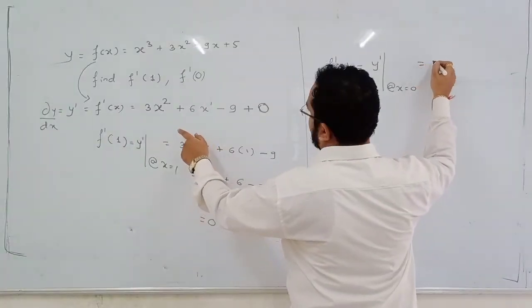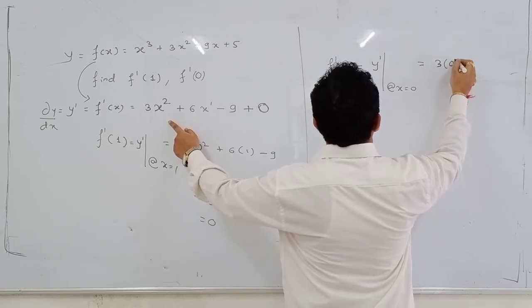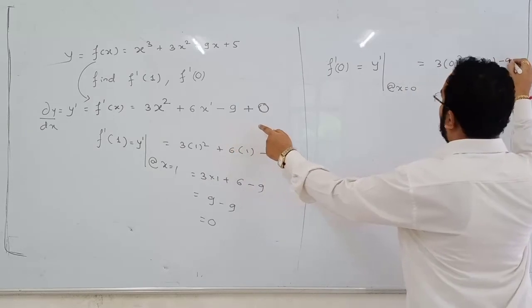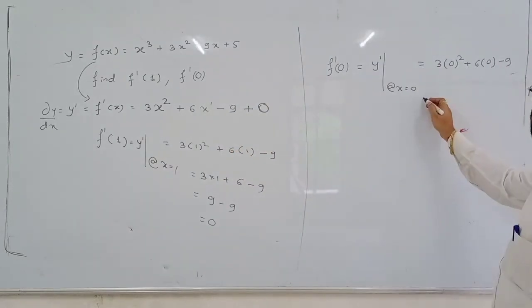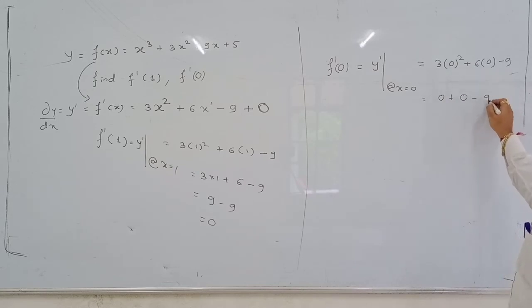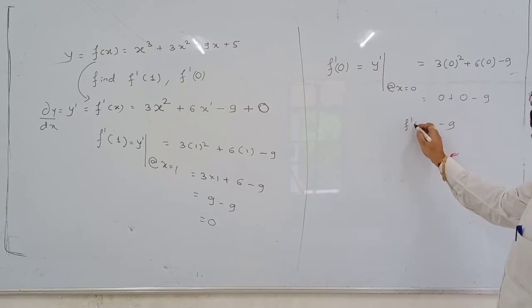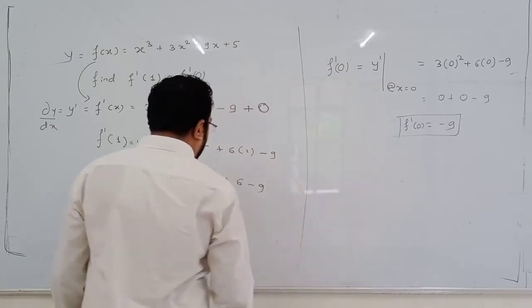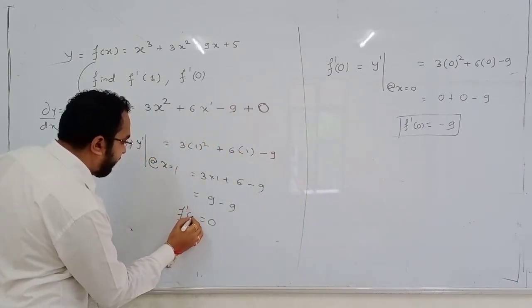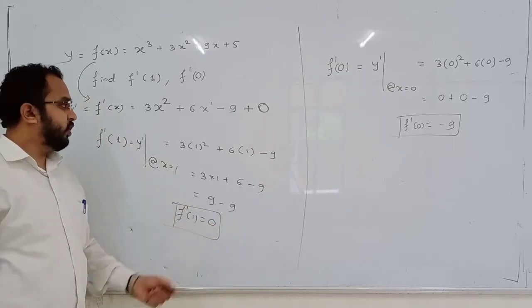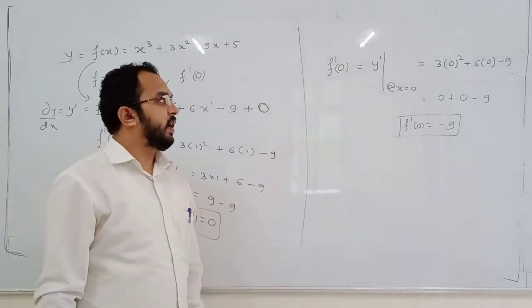So what will happen? Here 3 into 0 square plus 6 into 0 minus 9. So 3 into 0 square, it will be 0. 6 into 0, 0, minus 9. Hence the answer will be minus 9. And this is f dash of 0. f dash of 0 is minus 9. Here it is f dash of 1. f dash of 1 is 0. And f dash of 0 is minus 9.